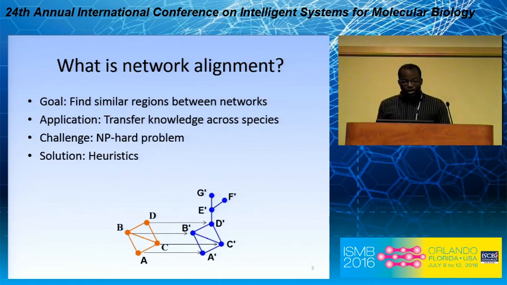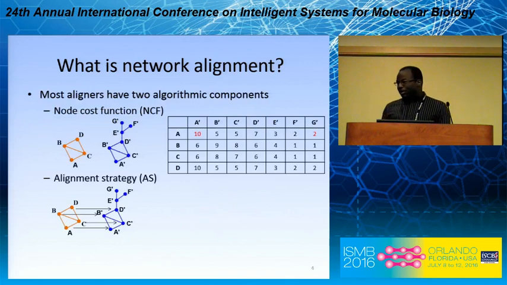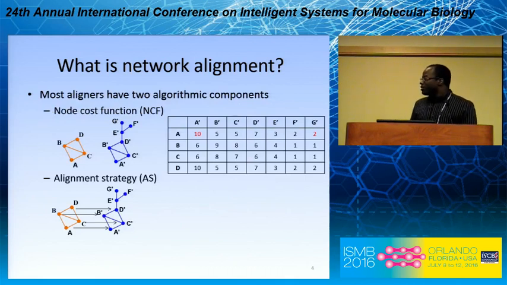Now, the issue with network alignment is that the problem is actually NP-hard, and this is due to the underlying subgraph isomorphism problem, which simply aims to find the perfect fit of one network into another. Thus, heuristics known as network aligners have been created. Now, in order to create an alignment, network aligners generally consist of two components. One being a node cost function. And what the node cost function does, it just quantifies the similarity between nodes.